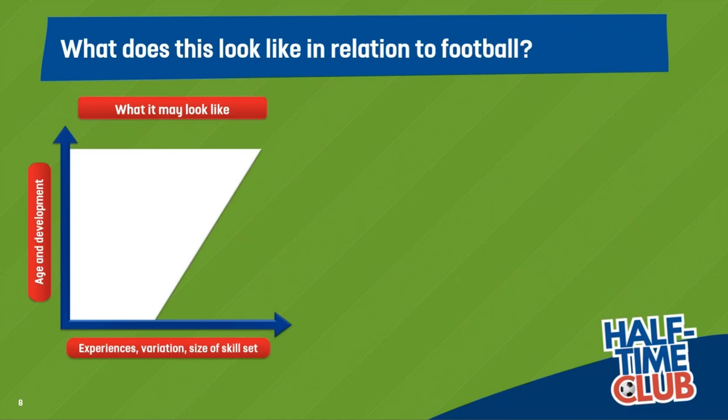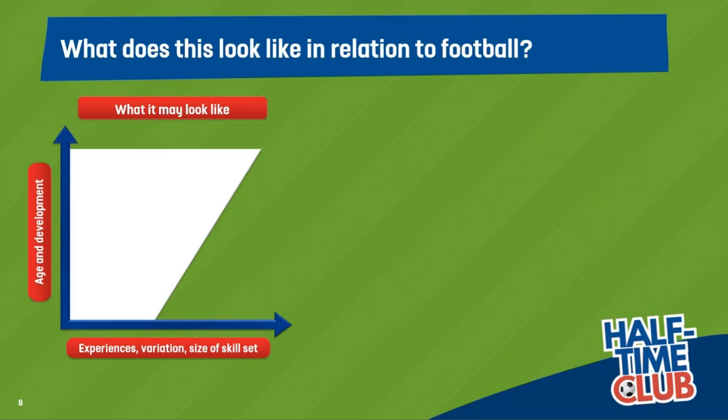So sometimes when we work with younger players, on this graph on the left-hand side, the y-axis, the tall column, we've got age and development. And on the bottom axis, we've got experiences, variation, size of skill set. Now, often how it may look is with younger people, we want them to work with a very narrow and defined set of techniques.